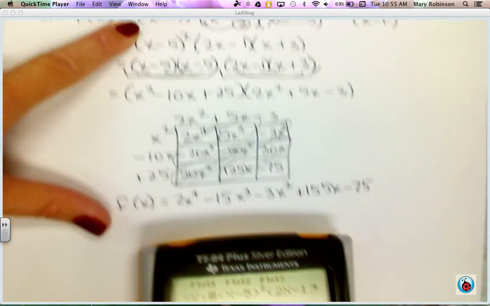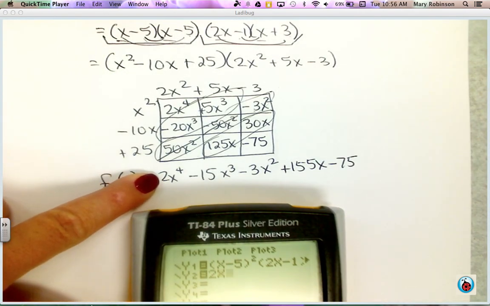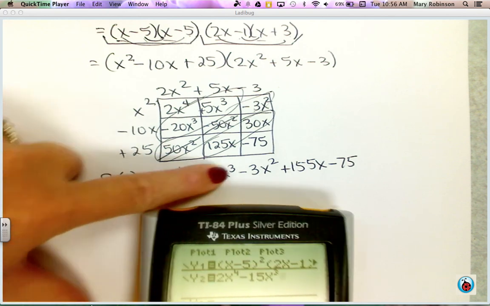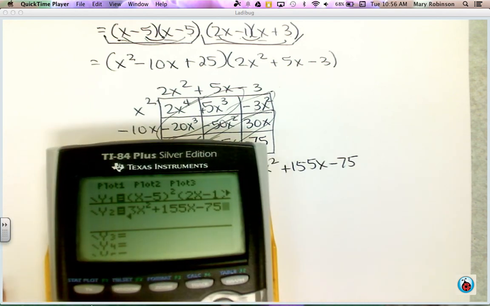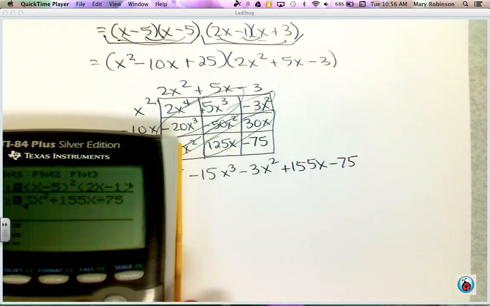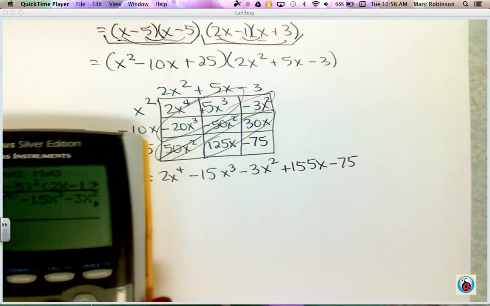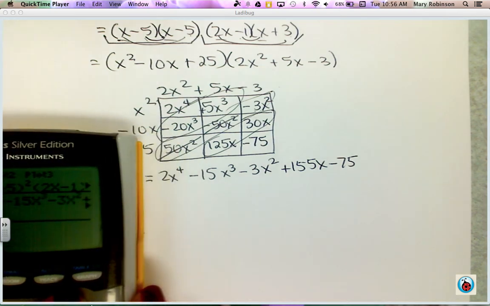Alright, next we want to type in our final function. 2x to the 4th minus 15x cubed minus 3x squared plus 155x minus 75. Let me make sure I've got that all typed in. Minus 3x squared. Alright, I feel good about it.